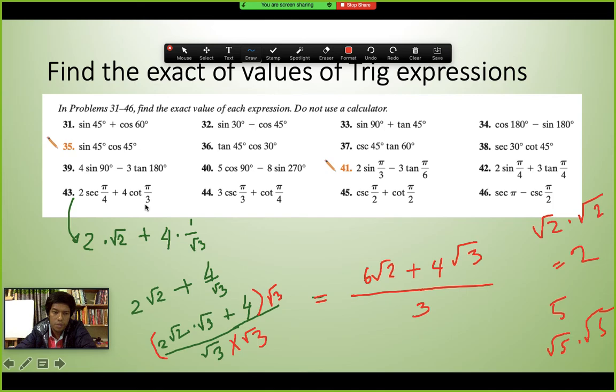Cot pi by 3 means 4 cot pi by 3. Cot pi by 3 means 60 degree. Yeah, this is 60. So tan 60 degree means root 3. So cot will become 1 by root 3, then 4 by root 3, 2 root 2. So this is root 3. Then if you do the LCM, root 3 goes there, 4.